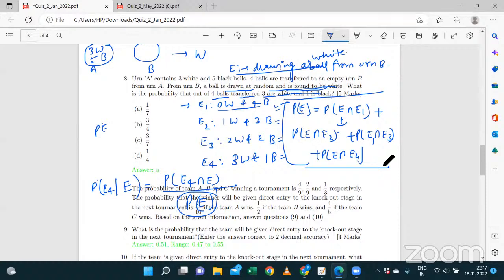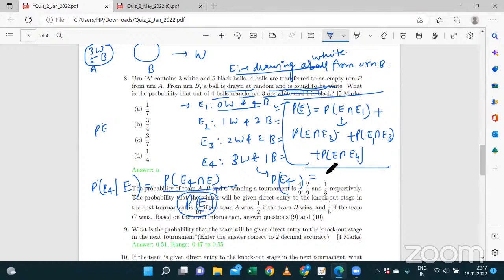No, that is correct, sir. But when I added all the probabilities, I am not getting 1. E4 I am getting as 1 by 56, sir. Will that be right? Can you repeat what you are saying? So what is the probability for E4? 1 by 56. No. How did you compute 1 by 56?